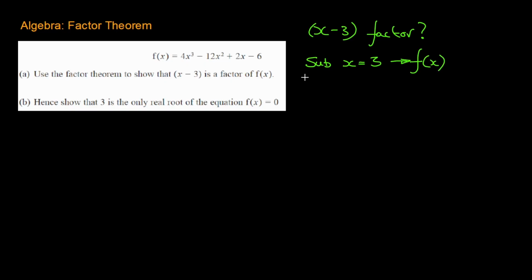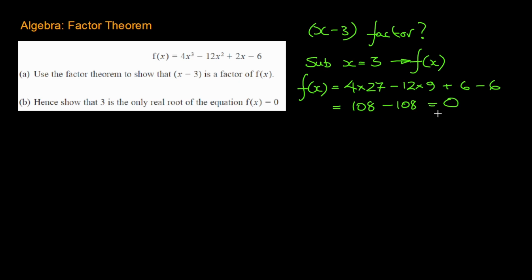What do we get? So I've popped in x is equal to 3 throughout the equation. Resolving all this lot, we get 108 for 4 times 27 minus 108 for 12 times 9, and the 6's cancel, and this is indeed equal to 0. So we've done part A.